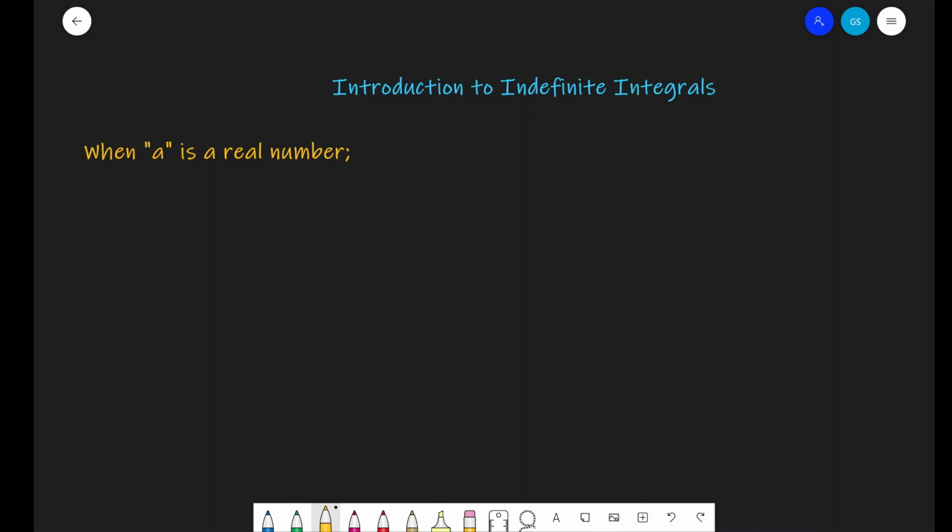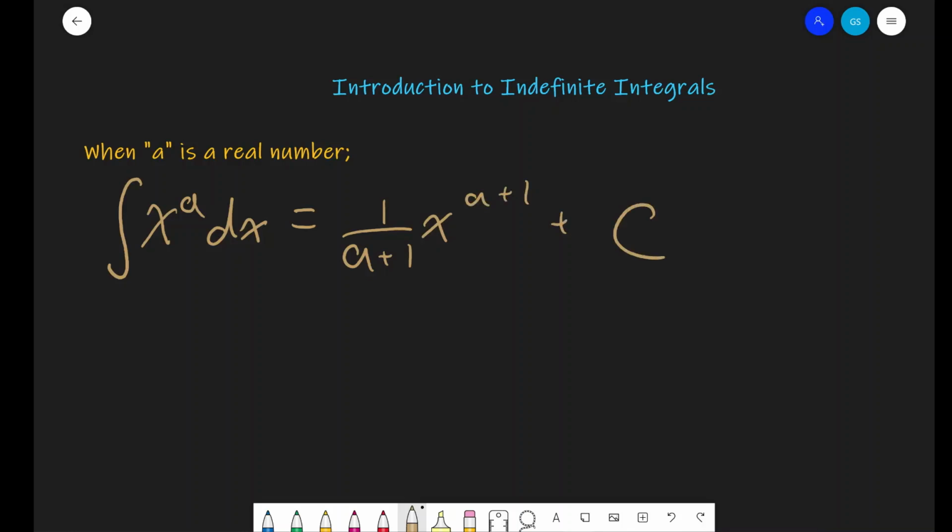So the first rule of integration I want to introduce you to is going to look like this. Let's say a is a real number. Big surprise. If we have x to the a, integrating that with respect to x, that's what the dx stands for, we get 1 over a plus 1, multiplying x to the a plus 1, plus c. This is the very first basic rule of integration.